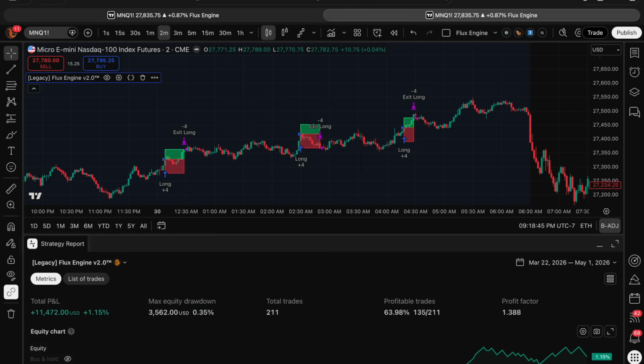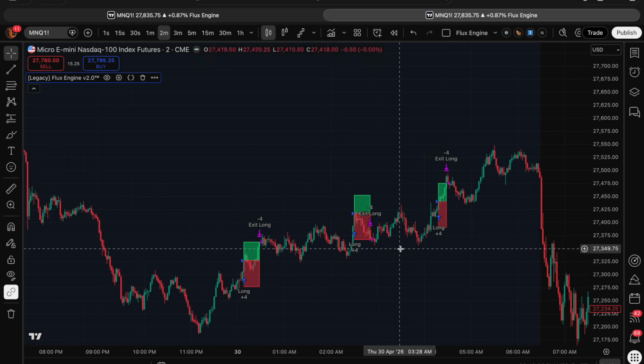So if you look at the strategy report, I have to fix this because this strategy is using a look-ahead bias. But yeah, I may have to fix that update pretty soon. But there's not really much to it. You may just have to experiment with the different settings.